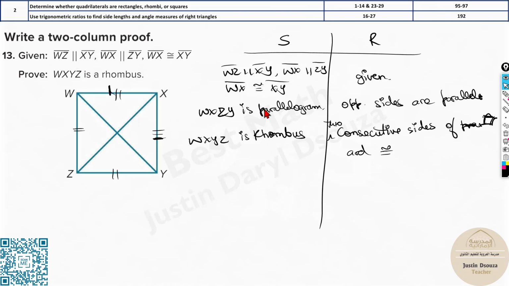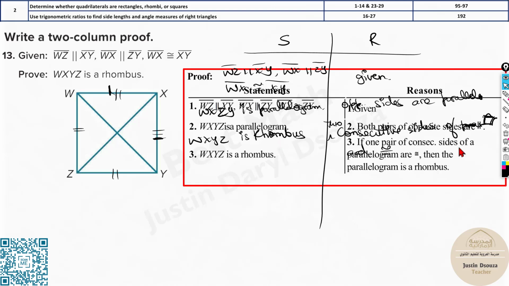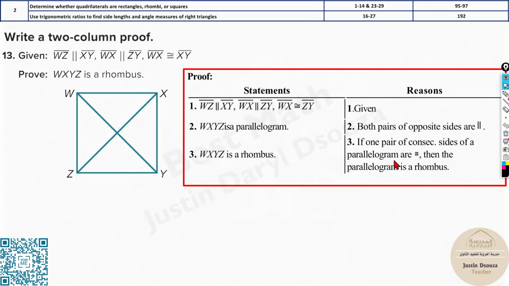So given, we only have to write one statement, and directly we have to prove it. Yeah, this is so easy. You can see over here, this is a theorem which we have studied before. That is what we are using over here.